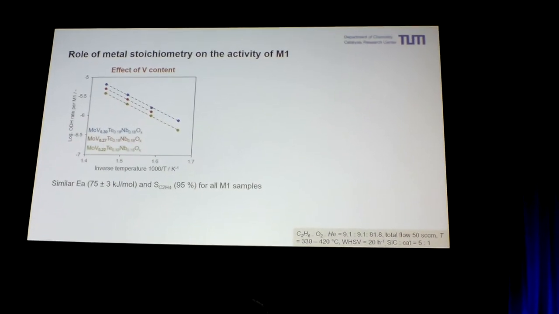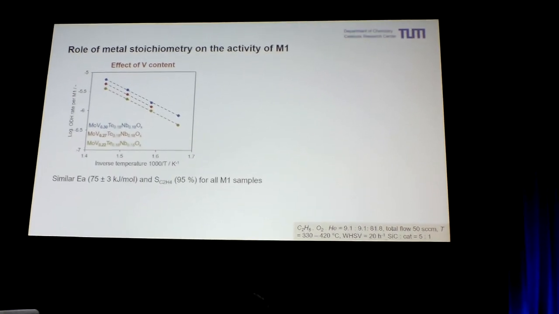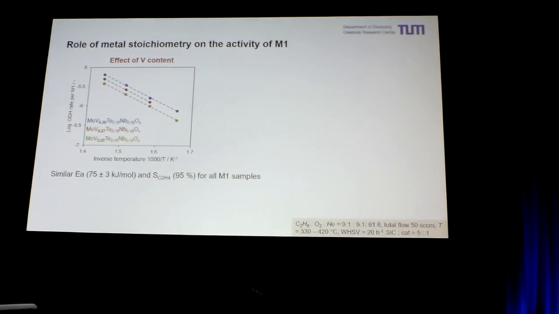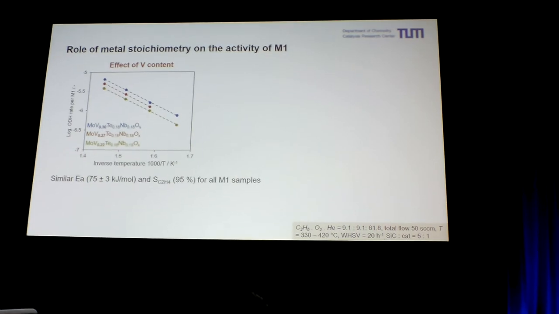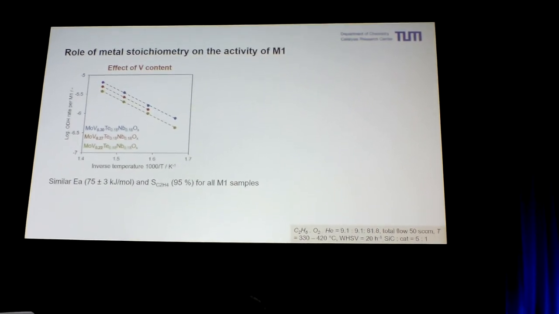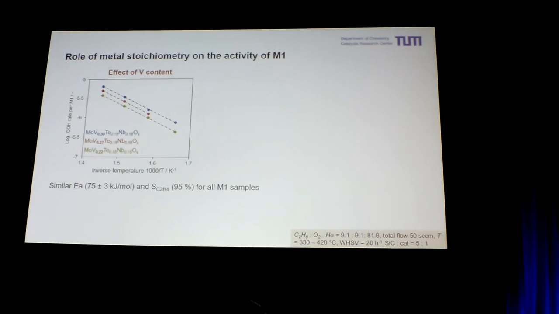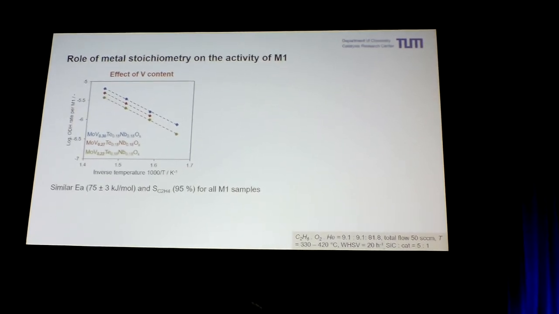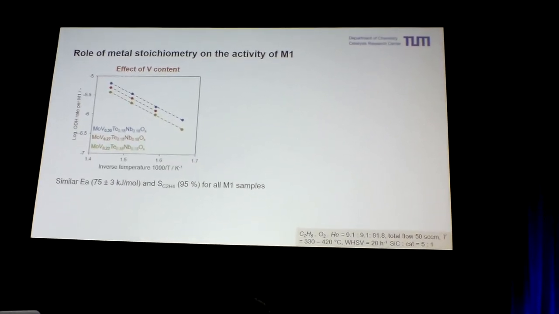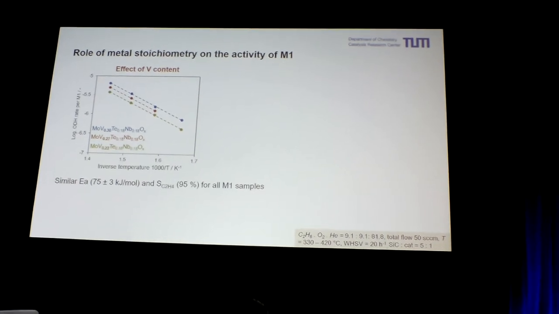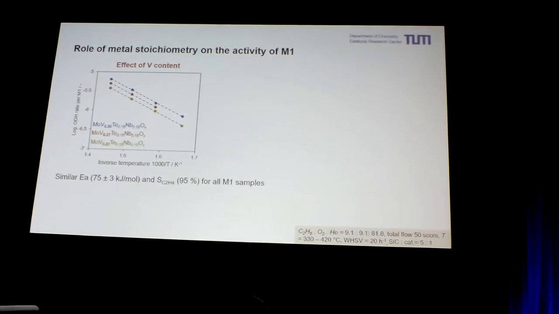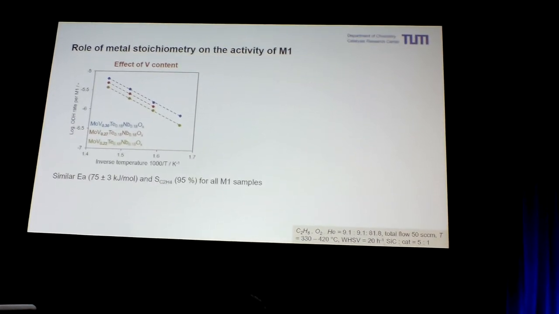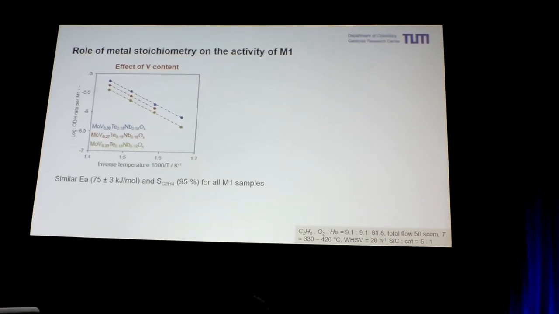So regarding the metal stoichiometry, we prepared a series of catalysts with high purity in M1 phase, and in this first graph that I'm showing you, we change the vanadium content and keep the other elements in the composition constant. We can see here in the Arrhenius plots that the catalysts behave the same in the sense that we have parallel lines, so same activation energy, same nature of the active site, but we have a shift towards higher rates when we increase the vanadium content. So this is more or less what we expected.